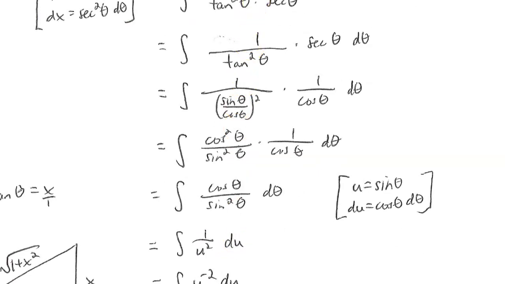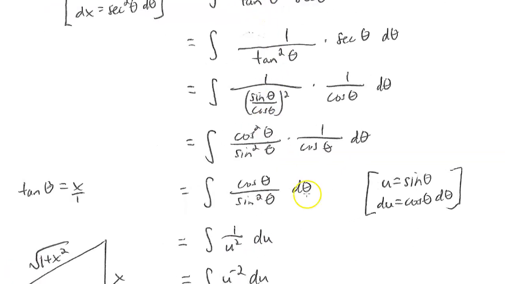And this one we can do with a u substitution. Let u be sine theta. du will be cosine theta d theta. So what we get is just the integral of 1 over u squared, because it's sine squared, so it's 1 over u squared du. And how do we do that?